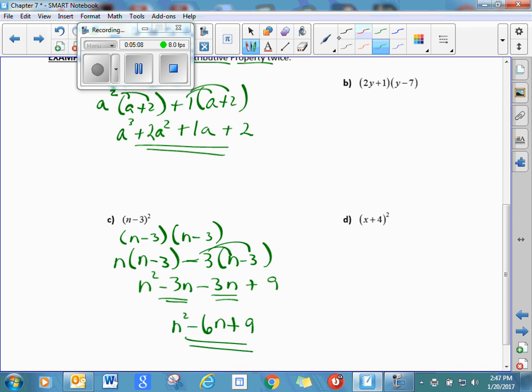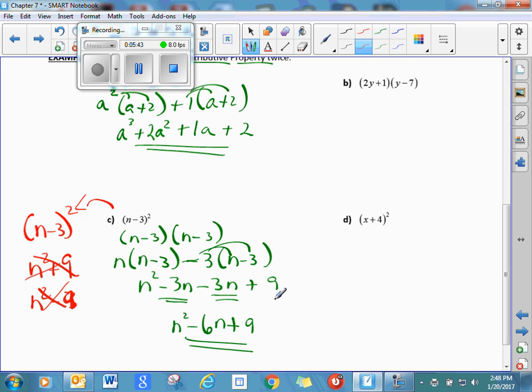I want to point out the common mistake, that you might just look at this and say, well, okay, n minus 3 squared, I'll square the n and get n squared. I'll square the minus 3 and get positive 9. That's one common mistake. Second common mistake is I'll square the n, and then I'll leave the negative sign, square it, and get a minus 9. Both of those are incorrect. This is the correct answer. So there are no shortcuts to this process for right now.